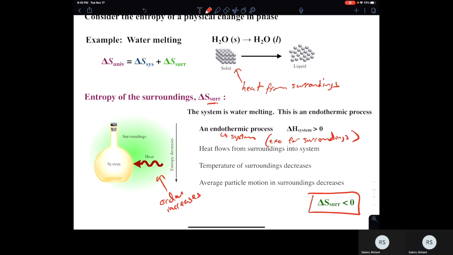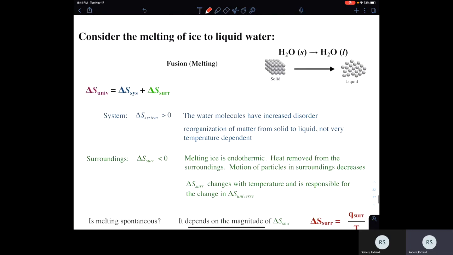But this is going to be temperature dependent, right? Remember, if you change the temperature of the surroundings, how much it causes a change in entropy will be dependent on the temperature. If the surroundings are high temperature, that lost amount of heat will have less of an effect on the entropy of the surroundings than it would if the surroundings had a lower temperature. That loss of heat will have a more significant, profound impact on the entropy of the surroundings.